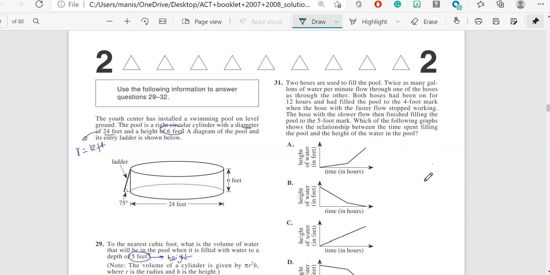Which of the following graphs shows the relationship between the time spent filling the pool and the height of the water in the pool? So let's first of all understand these graphs. This graph is showing you a slower rate of change. What about this part? You can see this is going up over here. So this is your rate of change, but this is a greater rate of change.